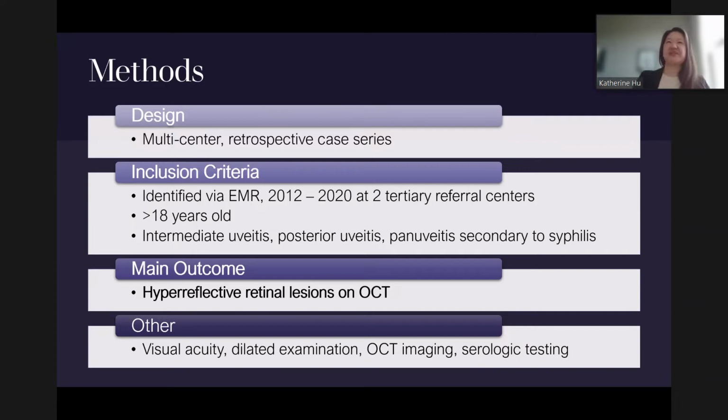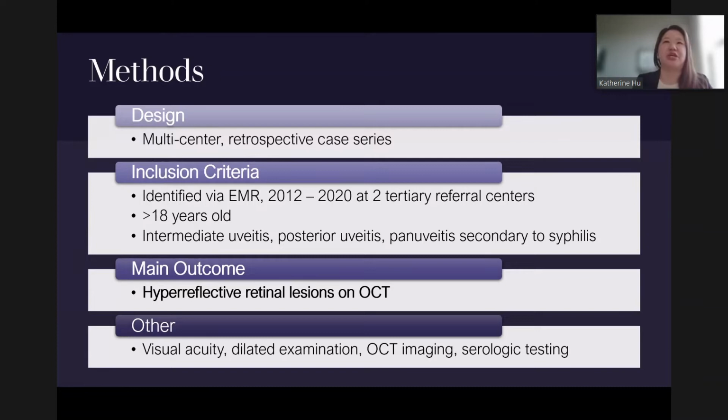We included all adults with intermediate uveitis, posterior uveitis, or panuveitis secondary to syphilis, for which diagnosis was made through clinical examination as well as confirmatory serologic testing. No patients were excluded except in cases where there were no concurrent imaging records available. And of course, we also looked at clinical data, including vision, laboratory analyses, and also retinal imaging.